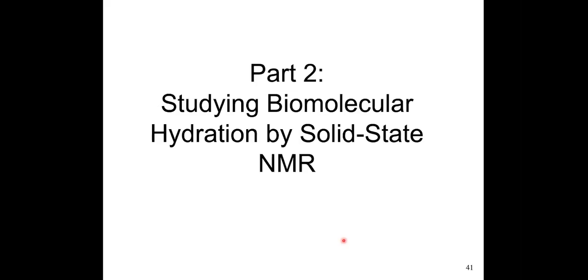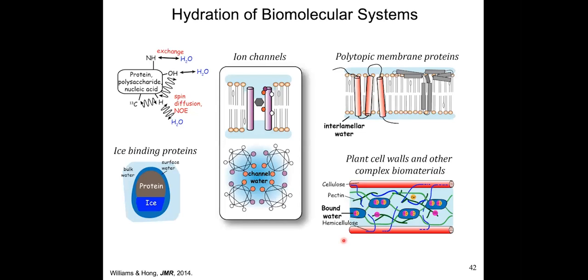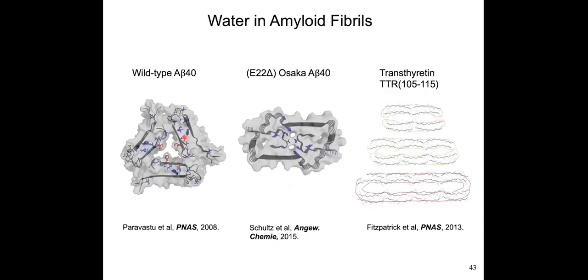So then I have a short talk about how to study biomolecular hydration, water accessibility, by solid-state NMR. And this is quite useful. Most of the time in my group, we deal with hydrated samples and semi-solids. I think that's probably true for a lot of chemical systems as well. And so hydration is very important for biomolecular systems, whether you're talking about channels with water-filled pores or cell walls and ice-binding proteins, globular proteins, microcrystalline proteins with water molecules, amyloid fibrils. People have tried to observe water in these amyloid fibers.